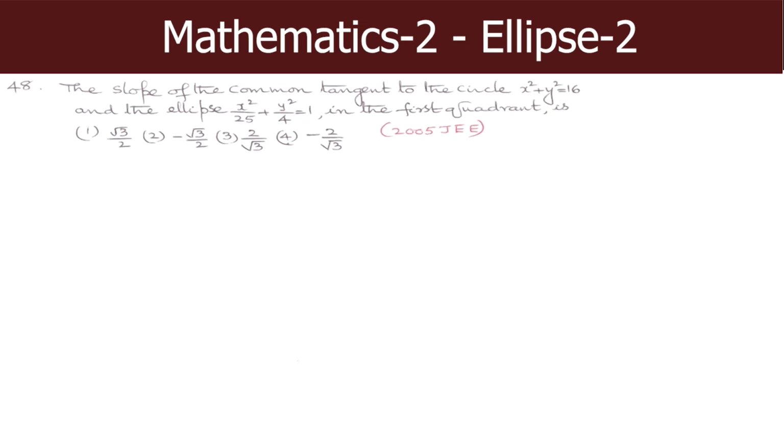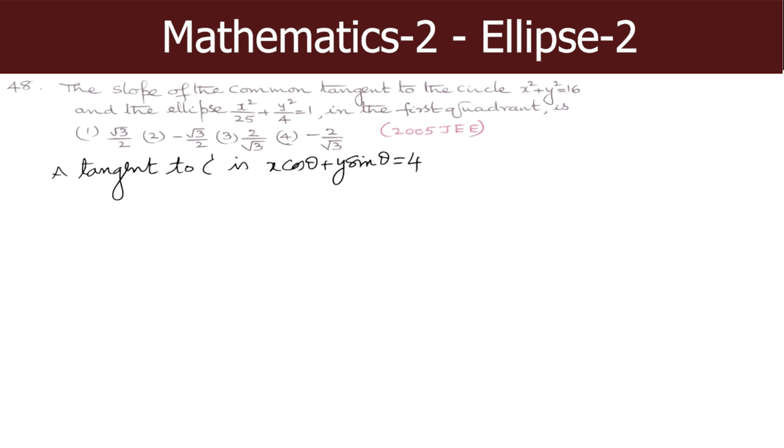The slope of the common tangent to the circle x square plus y square equal to 16 and the ellipse x square by 25 plus y square by 4 equal to 1 in the first quadrant is... Well, a tangent to the circle is, let us write it as, x cos alpha plus y sin alpha equal to 4. Common tangent means this is also a tangent to the ellipse.